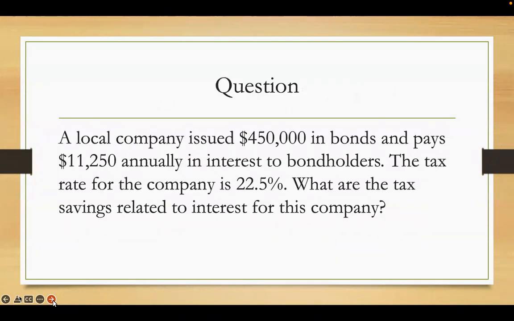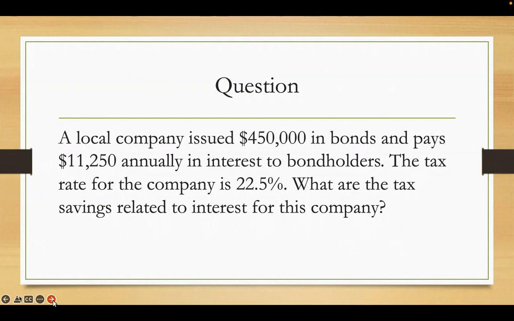So let's do one of these. A local company issued $450,000 in bonds and pays $11,250 annually in interest to the bond holders. The tax rate for the company is 22.5%. What are the tax savings related to interest for this company?